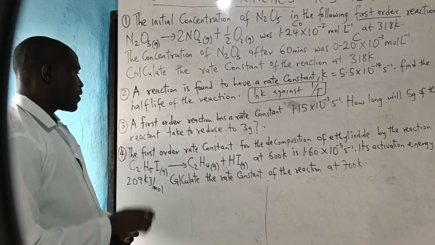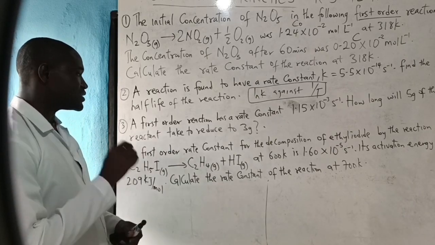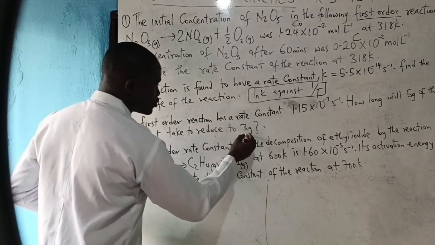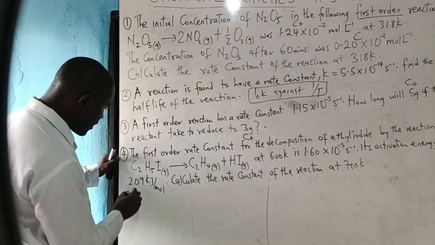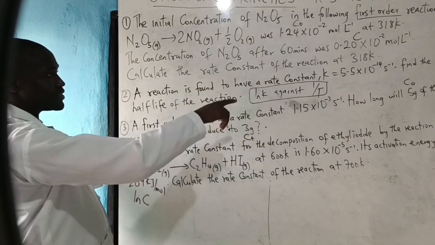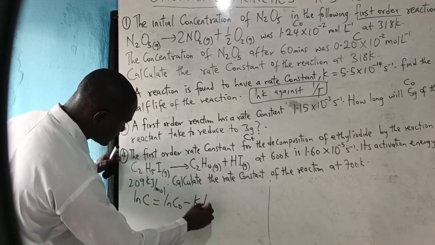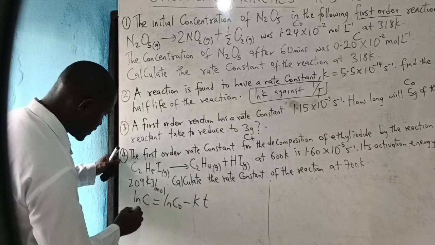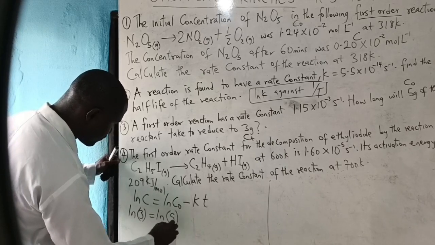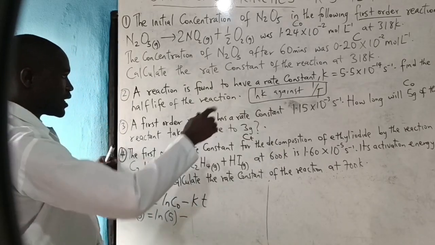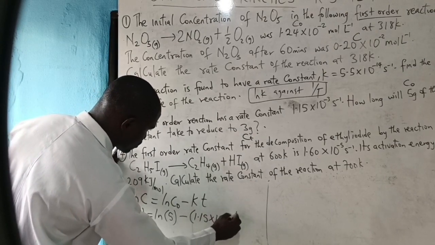For question number 3, a first order reaction has a rate constant of this per second. How long will 5 grams of this reactant take to reduce to 3 grams? To reduce to, so this is the final concentration and this is the initial concentration. So we go to the formula that says ln C, because they say per second, that is first order, is equal to ln C0 minus KT. Our C is 3, so ln 3 equals ln 5 minus, okay, the K is given to us as 1.15 times 10 raised to the power of minus 3 times T.